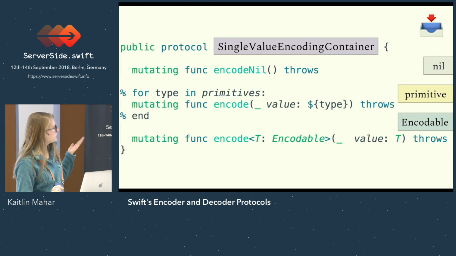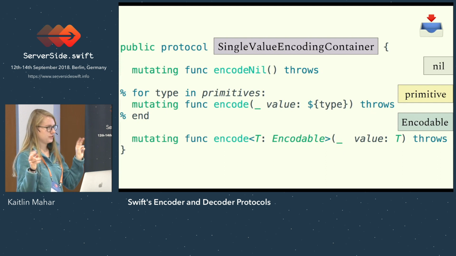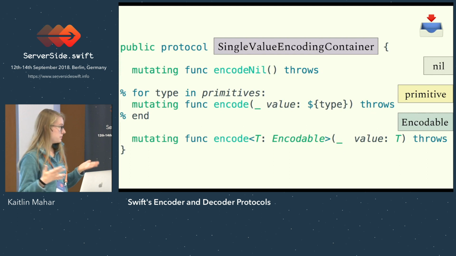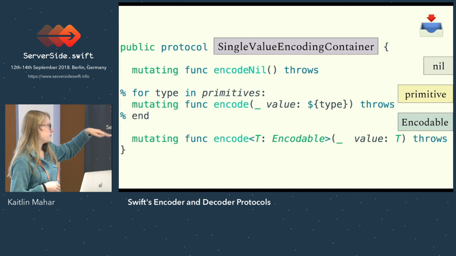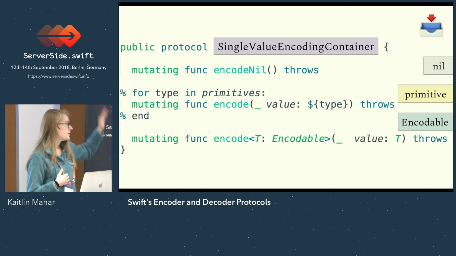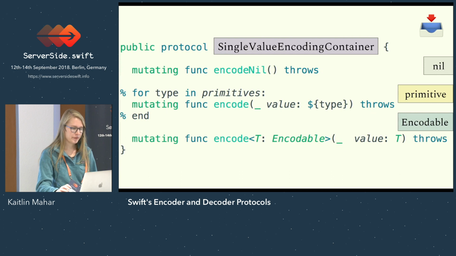So we have the single value container with these 3 different methods. Although I'll note that the second method is not actually just one method. I've left this in what's called GYB, or Generate Your Boilerplate format, which is something that the people developing Swift use when they need to do something really boilerplatey. Basically, think of this as a for loop that's adding an encode method for all of those primitive types I listed before. So really, this protocol has something like 10 or 12 methods required.